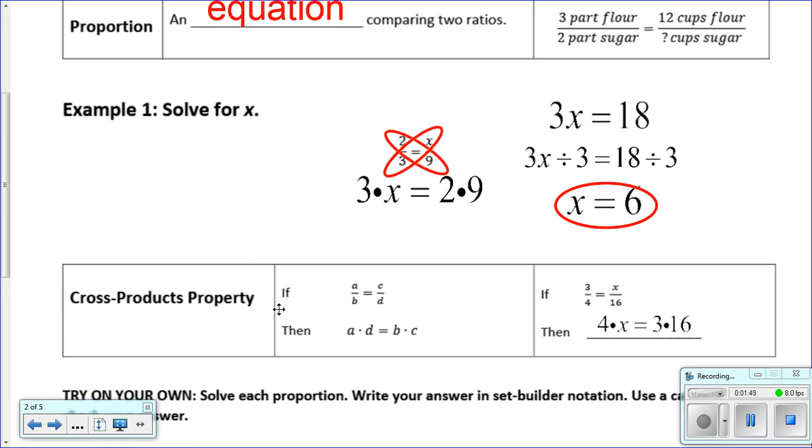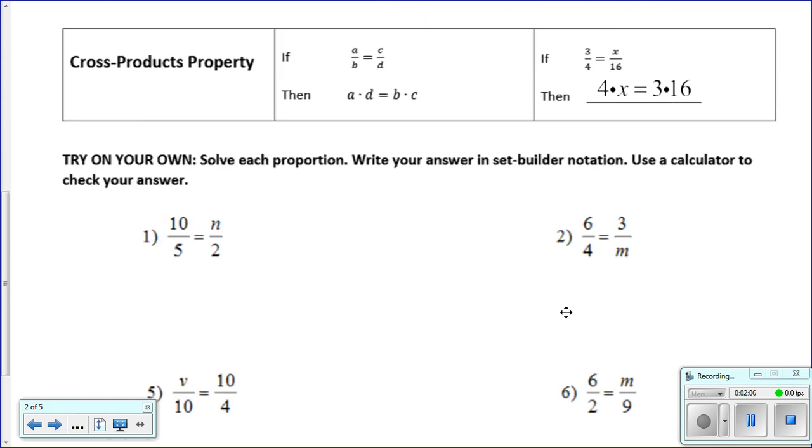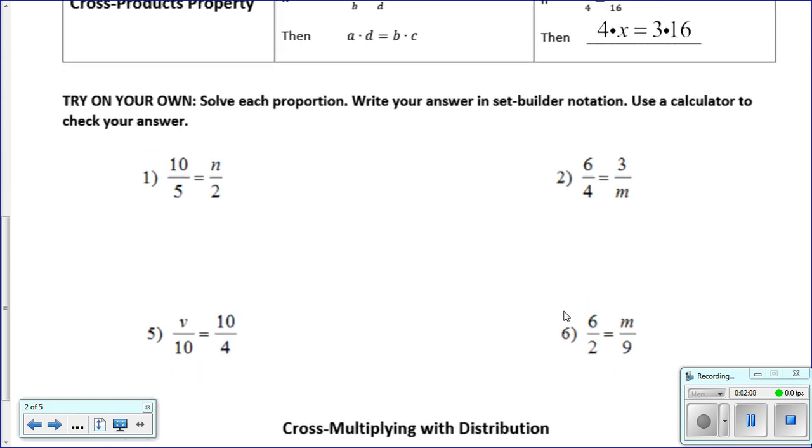Cross products says that if you have a over b is equal to c over d, you can go ahead and do it that way. That's the property. So, example, if 3/4 equals x over 16, 3 times 16 will be equal to 4 times x. Okay? Go ahead and try these 4 on your own.